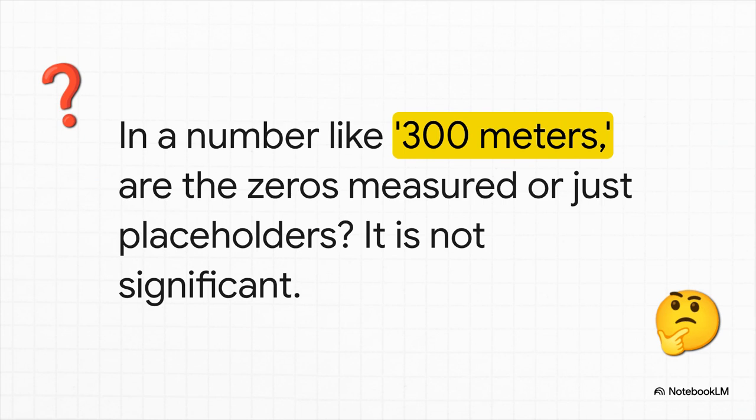If I just write down 300 meters, what does that mean? Did I measure it to be exactly 300, or is it just a rough estimate and those zeros are just placeholders? Is that one significant figure, or is it three? Based on the number alone, we have no idea.